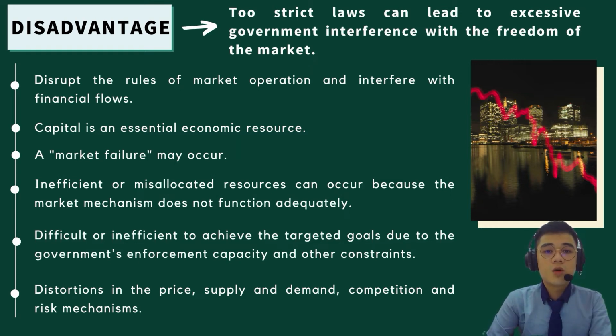For example, government intervention through law may be difficult or inefficient to achieve the targeted goals due to government enforcement capacity and other constraints, which is the cost of enforcement is too high and has unforeseen side effects on the economy. This would impede the functioning of the economic market mechanism and lead to distortion in the price, supply and demand, competition and risk mechanisms.